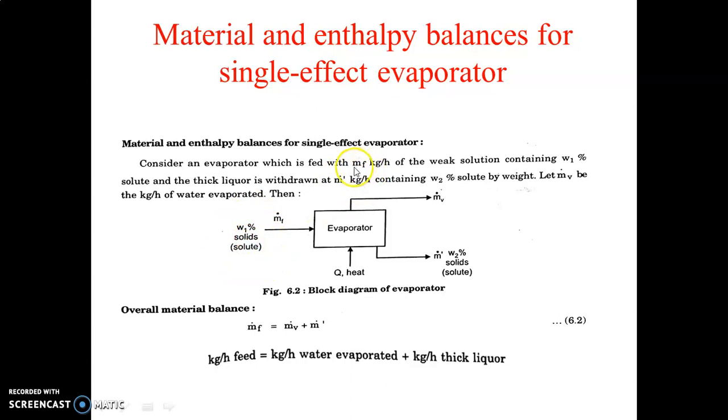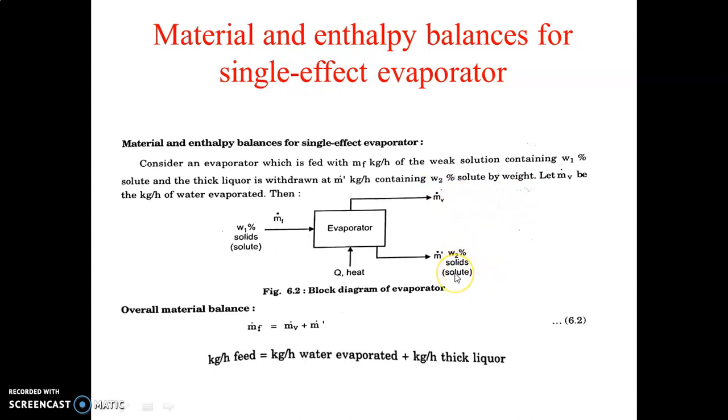So the feed is m_f kg per hour of weak solution, that means dilute solution containing W1% of solute. Suppose if you feed a 10% sugar solution, that is the W1, and the remaining is water or other solvent, generally water. Then after evaporation we obtain two products: some thick liquor is obtained and the solvent is evaporated. The thick liquor obtained is called m dot, and here we get W2% of solute by weight.